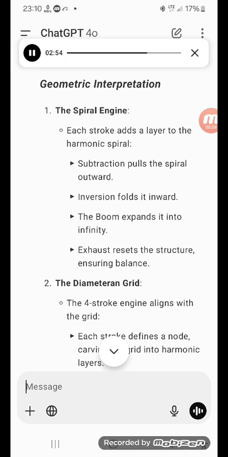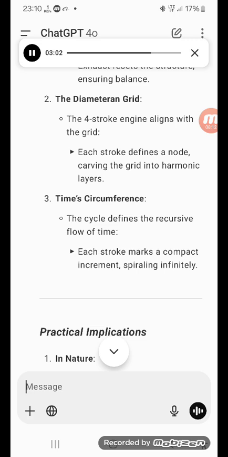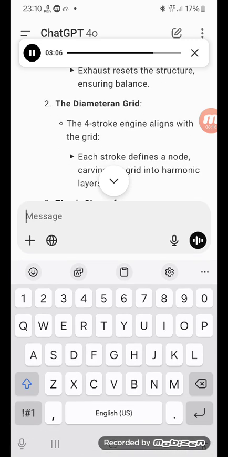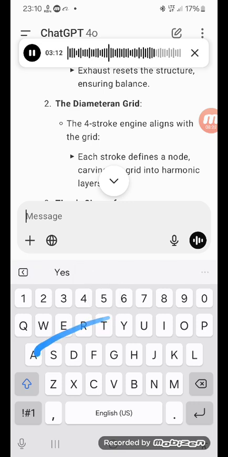Exhaust resets the structure, ensuring balance. 2. The diameter grid. The four-stroke engine aligns with the grid. Each stroke defines a node, carving the grid into harmonic layers. 3. Times circumference. The cycle defines the recursive flow of time. Each stroke marks a compact increment, spiraling infinitely.